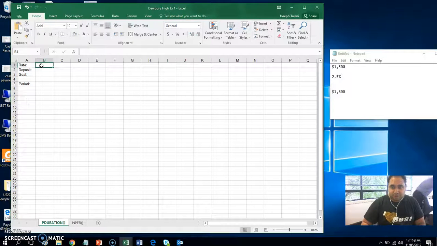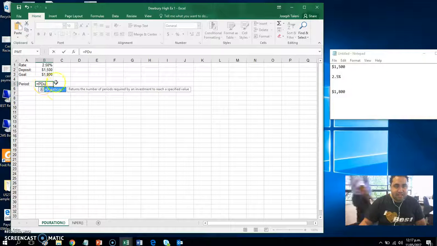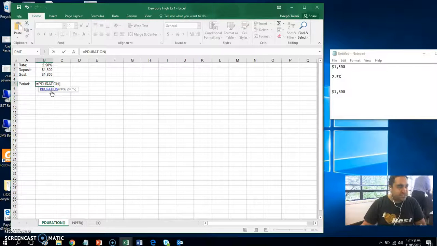So you have a rate of 2.5%, a deposit of $1,500, and their goal, what they're expecting to get from this, is $1,800. Now this is where we're going to use the calculation, equals PDURATION, and you can see it's already picked up on what I'm wanting to achieve. It's looking for our rate, which for this one is 2.5%. Then it's looking for the amount deposited, and they've put $1,500 into their savings account. And their goal, what they want to reach, is $1,800.